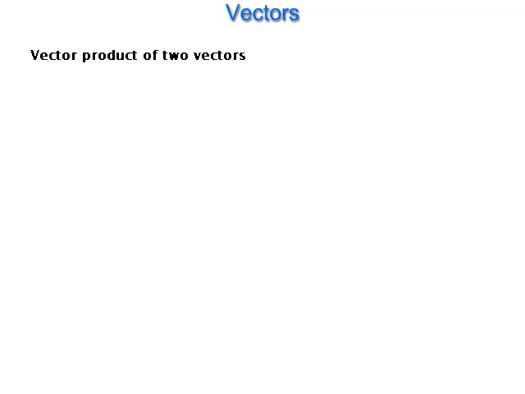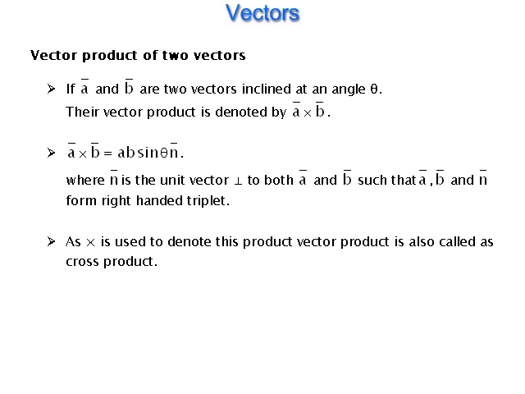Vector product of two vectors. Vector product of two vectors A bar and B bar which are inclined at an angle theta is denoted by A bar cross B bar and is defined as A bar cross B bar equal to AB sin theta n bar, where n bar is the unit vector perpendicular to both A bar and B bar, such that A bar, B bar and n bar form a right-handed triplet. As cross is used to denote this product, vector product is also called as cross product.